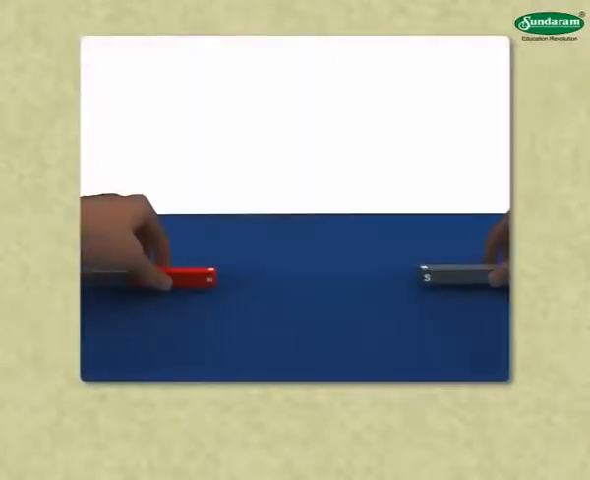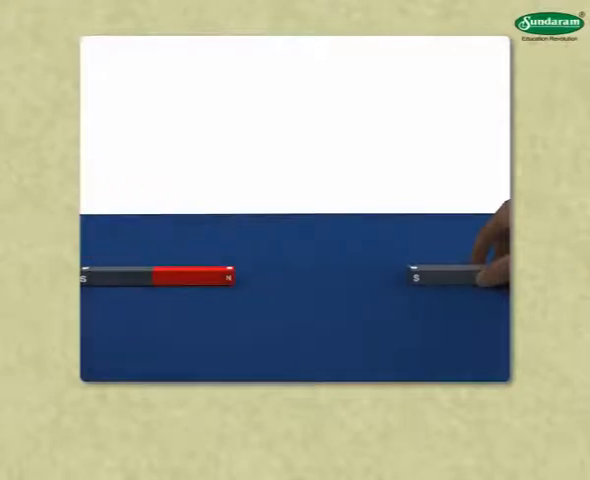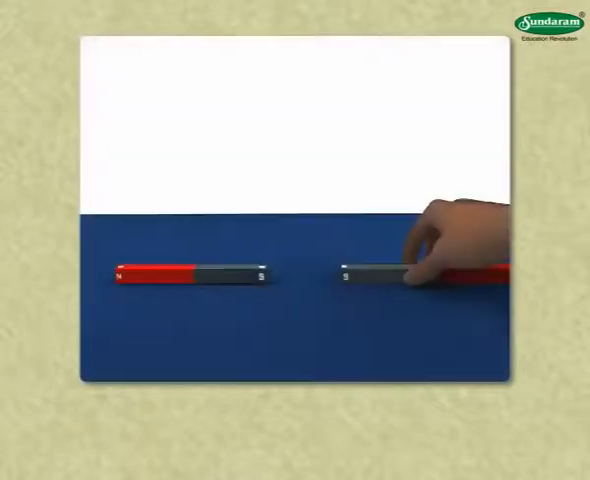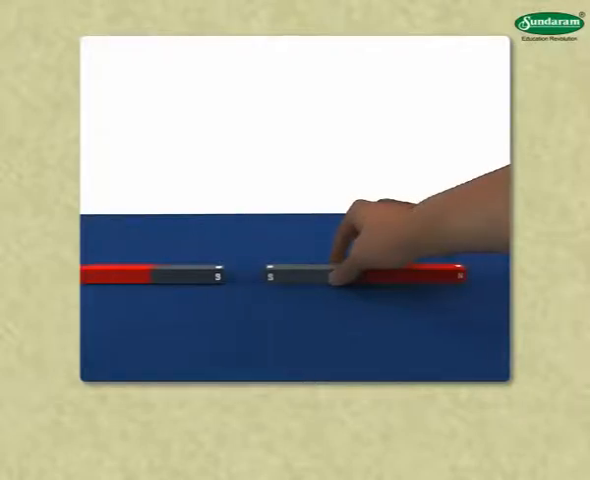Now, place 2 bar magnets on the table. Bring the north pole of one near the south pole of the other. What do you see? Now bring the north poles or the south poles of the 2 magnets together. What do you see?